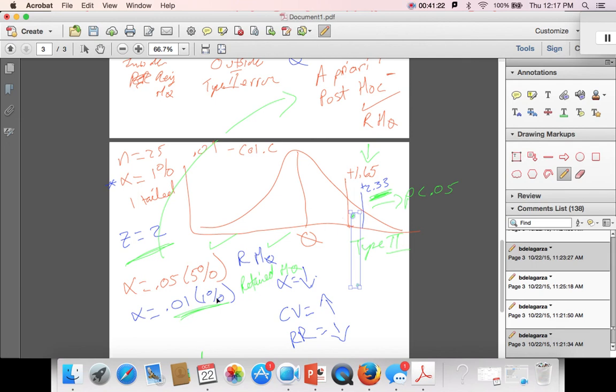But in this given occurrence, where your alpha level was 1%, your critical value becomes 2.33, and your statistic lands just outside the region of rejection, so it lands on the left side of this blue line.